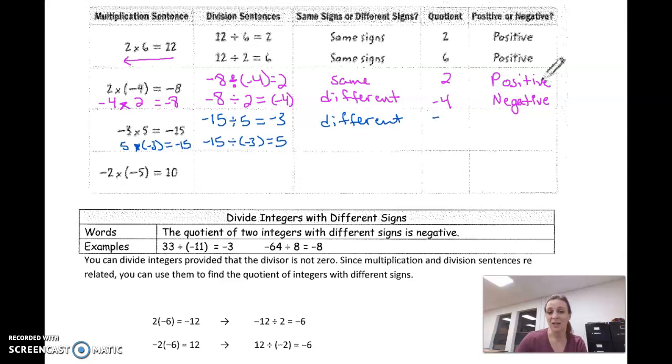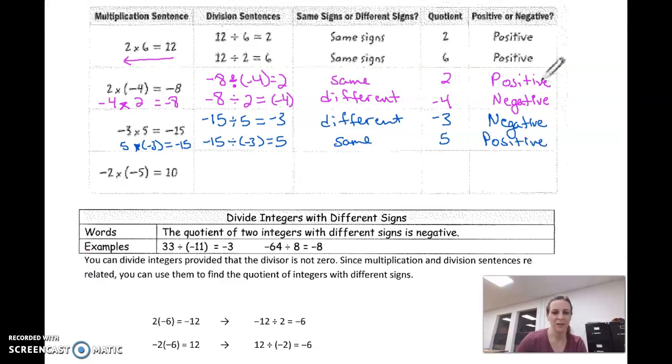And I get a solution, a quotient of negative 3, which is negative. If I look at negative 15 and negative 3, though, those are the same. And my solution is a positive 5, and we say it's positive.